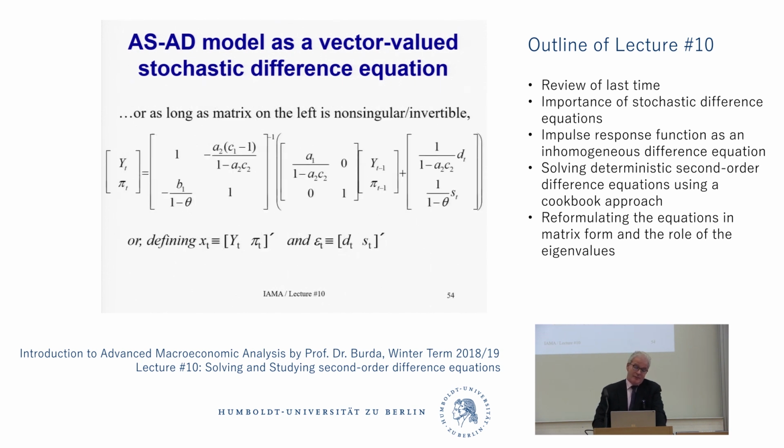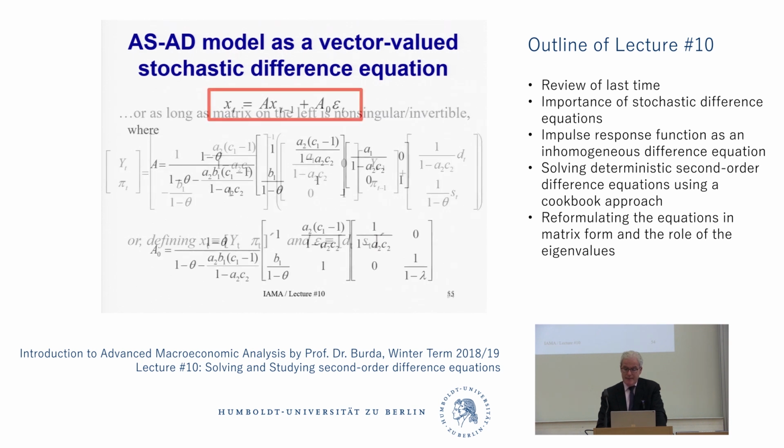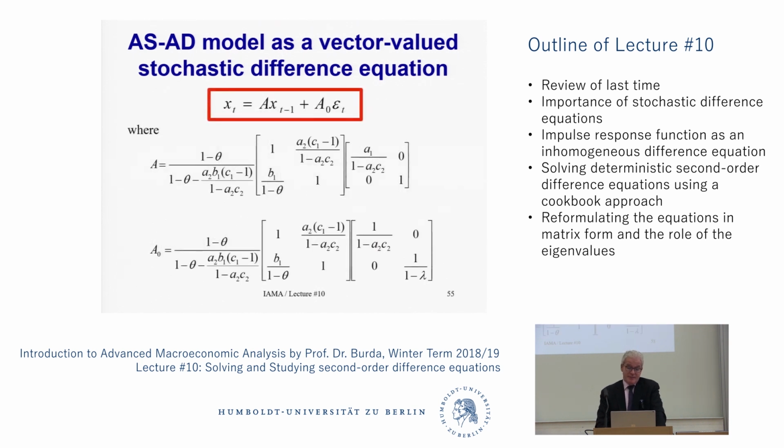So now, what do I do? I can invert the matrix to get it all on the right-hand side. Okay, it looks pretty hairy, but it's not. Inverting a 2x2 matrix is something we can all do. And you get this vector-valued difference equation. It's a stochastic difference equation. It's vector-valued because now we have information on y, the deviation of output from trend, and inflation, both.